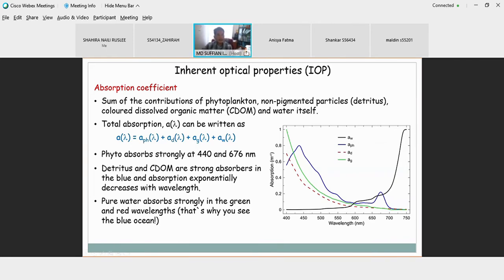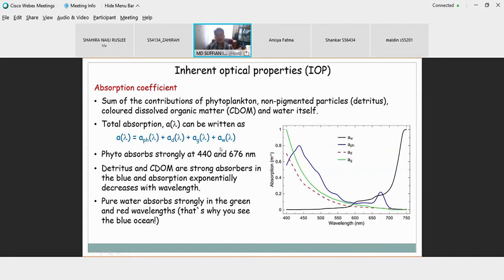So kita tengok pada absorption coefficient, some of the contribution of phytoplankton, non-pigmented particles, ataupun kita panggil sebagai detritus, ataupun non-algal particle, pigment, and colored dissolved organic matter, kadang-kadang dipanggil sebagai chromophoric dissolved organic matter, ataupun dipanggil sebagai yellow substance, ataupun dipanggil sebagai gelbstoff, dia banyak terms yang digunakan. Okay, and water itself.